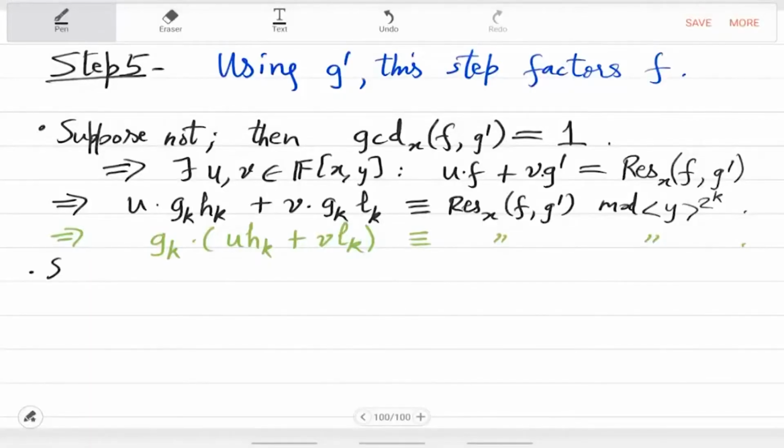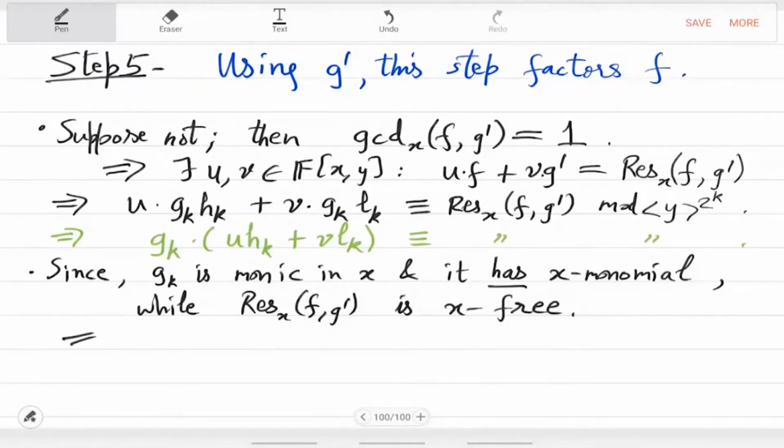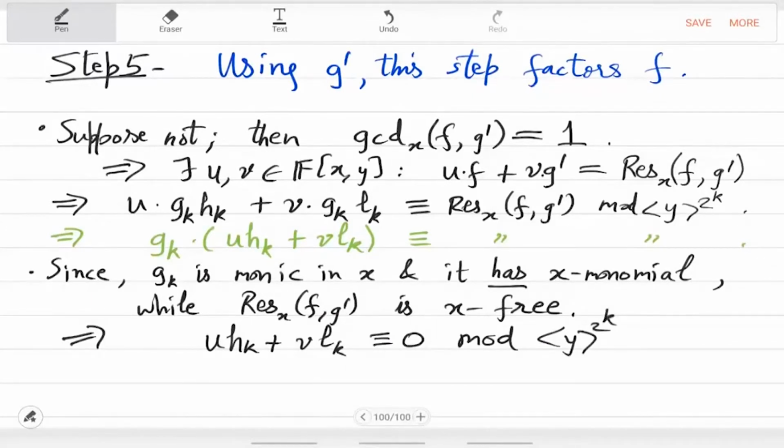So since gk is monic in x and it has x, while the RHS, which is the resultant, is x free, what you deduce is that u hk plus v lk is 0 modulo y to the 2 to the k, okay, which means the resultant is 0.